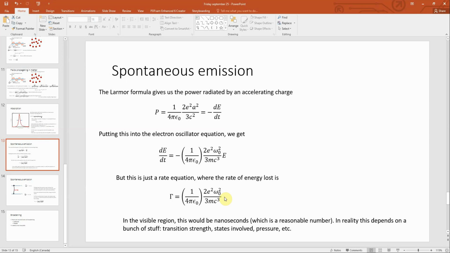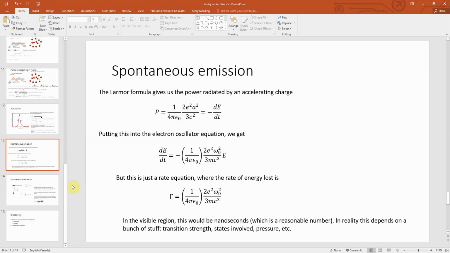But in reality, this actually depends on a bunch of stuff. If you have really strong transition strengths, or the states involved, or even in terms of molecules or atoms, it'll depend on the pressure, because as soon as two atoms collide with one another, they can decay that way. So it's actually a pressure sensitivity. This is a great oversimplification, but it gives us an estimation of where this rate of state decay comes from.